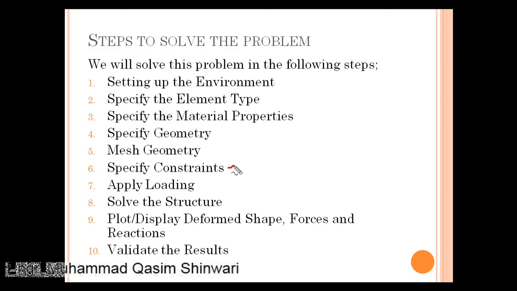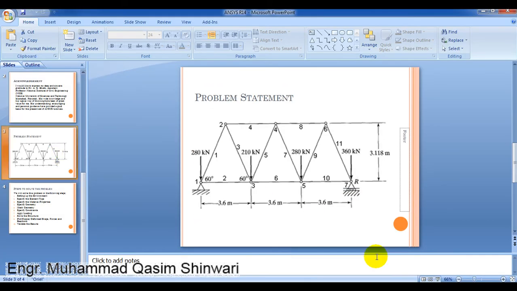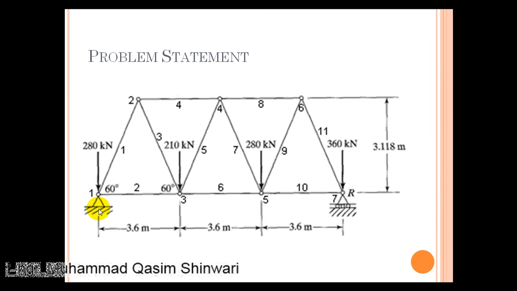Now we will specify the constraint status. We have to apply the support conditions. If we check our figure, we can see that at key point 1 we have pin support, at key point 7 we have roller support. It means that here we will be having X and Y reactions, but only here we will be having only Y reaction. So let us do it.